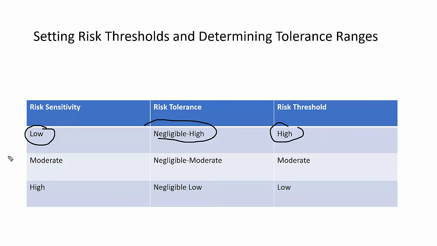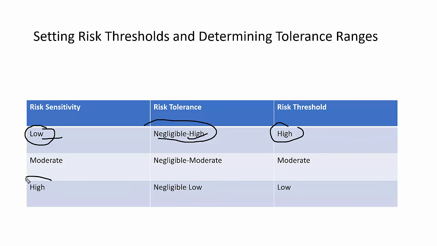So if you have a high sensitivity to risk, then you should have a lower threshold, and a resource with a low sensitivity to risk, then we have a high threshold. So risk tolerance is basically driven by that factor only. Here we can see risk sensitivity is low, so risk tolerance is negligible. Okay, we can take high risk tolerance because the risk threshold we have set is high.